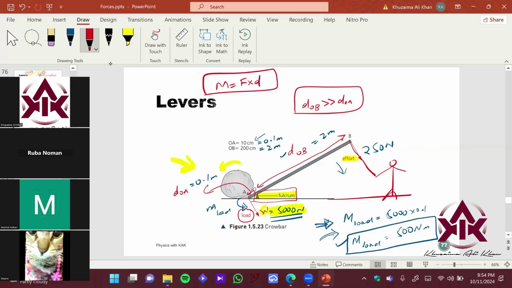Now you are given distance OA, that is 0.1 meters. And you have distance OB from the pivot to the point where the force is applied, and it is perpendicular. So distance OB is 2 meters. I know this 5,000 Newton W, and I know the distance OA. So I found the moment from the load, which is in the anti-clockwise direction. So I need to apply at least this much moment in the clockwise direction to reach a point where I can move the load. Make sense?